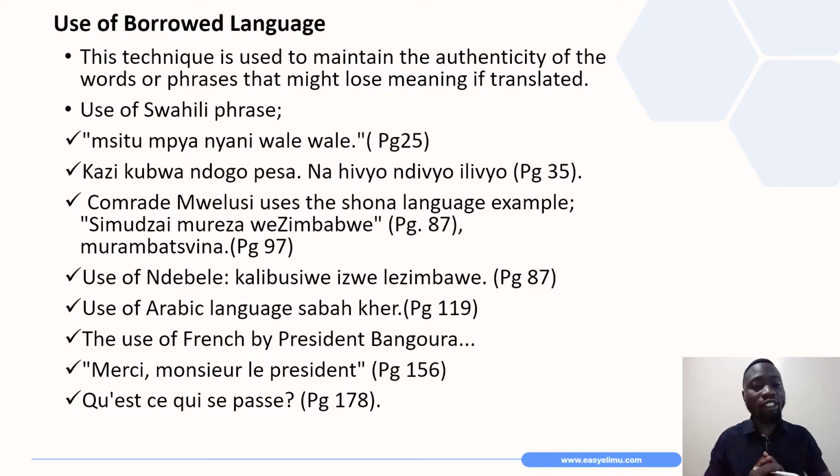So again, Swahili phrase kazi kubwa, pesa ndogo. Na hivyo ndivyo ilivyo. So again, Comrade Melusi uses the Shona language example, Simudzai Murezwa we Zimbabwe. On page 87, then we also have the word Murambatsvina. I think I got it right. So we also have use of Ndebele, that is Kalibusiwe Izwe le Zimbabwe. We have use of Arabic language, that is Sabahel.